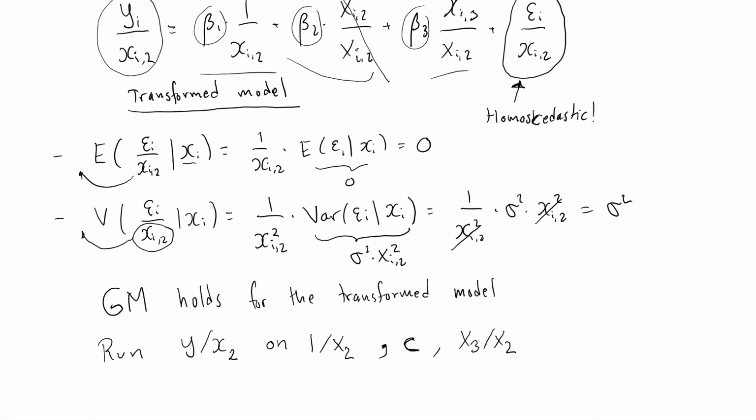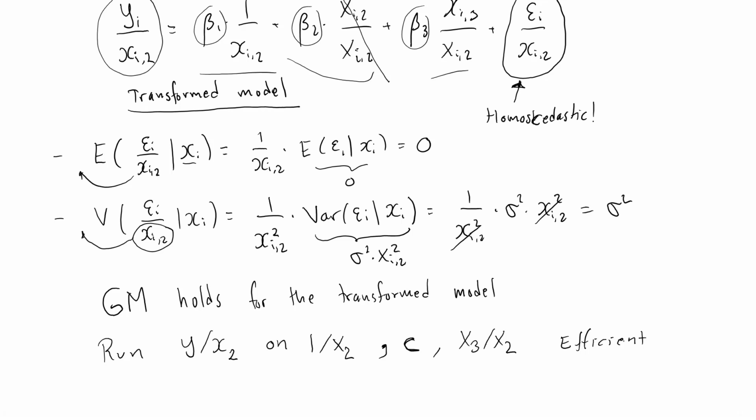I know that since the Gauss-Markov assumptions are satisfied for my transformed model, the estimates I get from the transformed model will be efficient. So I will get efficient estimates of beta 1, beta 2, and beta 3 from this model. Also, since the Gauss-Markov assumptions are satisfied, the standard errors will be correct in the transformed model. There is no need for robust standard errors in this case.